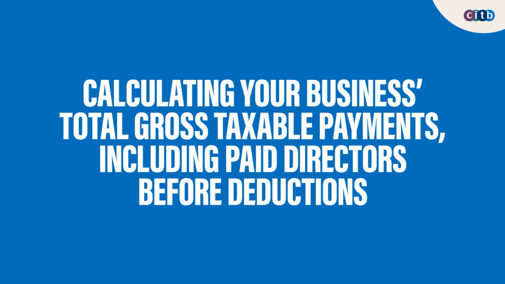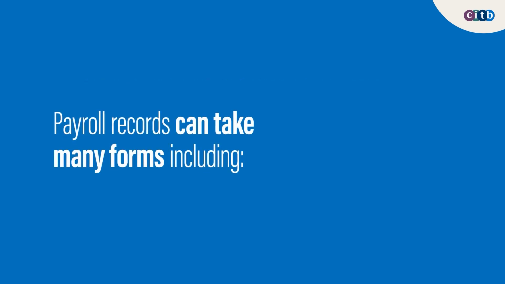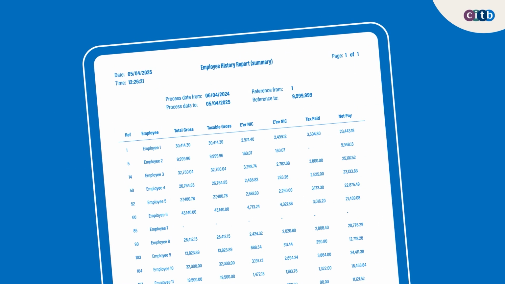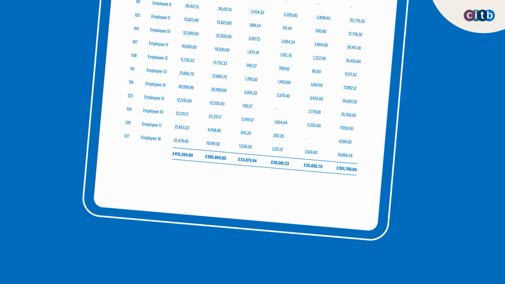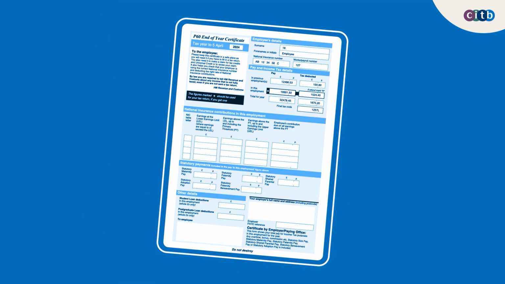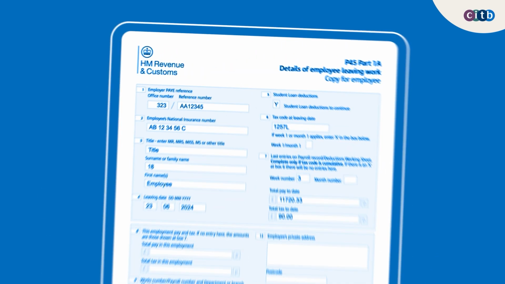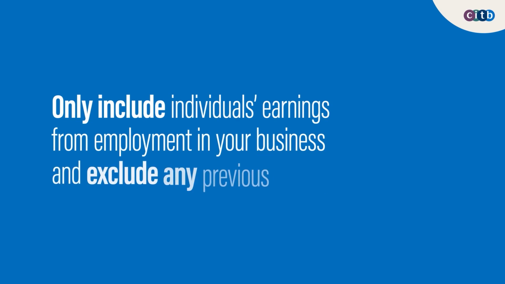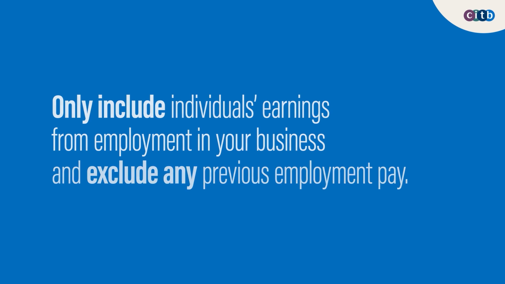Calculating your business's total gross taxable payments made to all employees on the payroll, including paid directors, before deductions. Payroll records can take many forms, including a payroll report, which displays the total gross taxable pay from any payroll software your business may use, copies of P60s and relevant P45s. You can use these documents to calculate the total gross taxable pay, but be sure to only include individuals' earnings from employment in your business and exclude any previous employment pay.